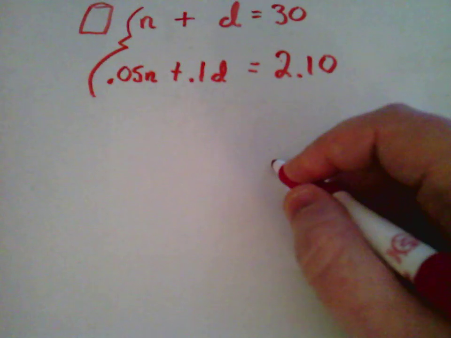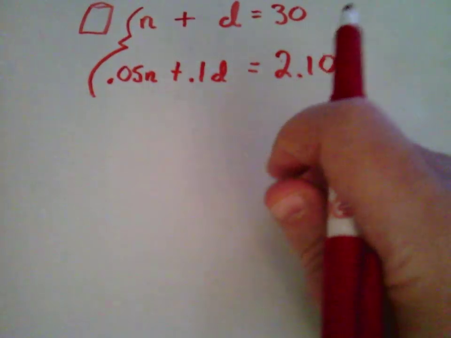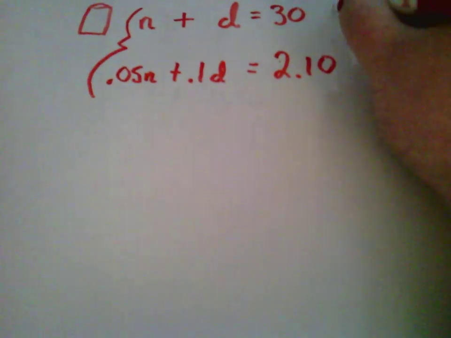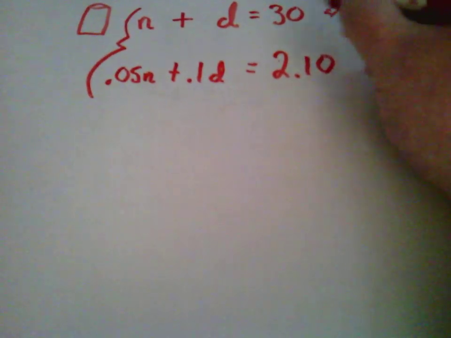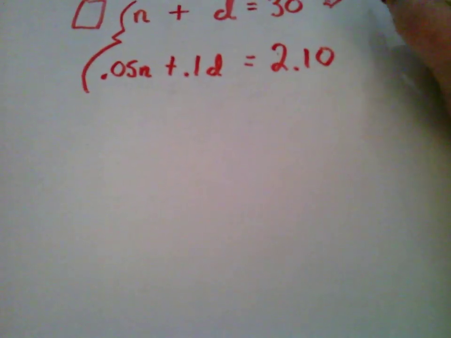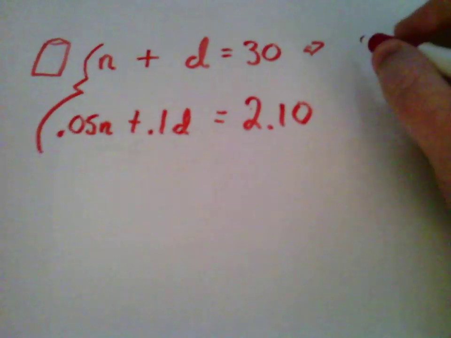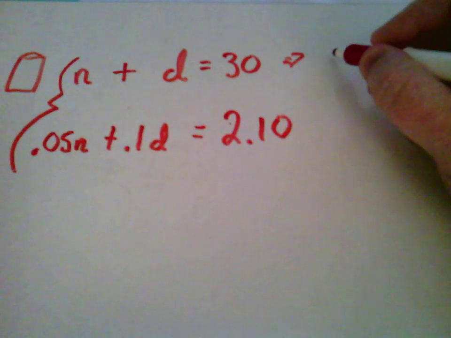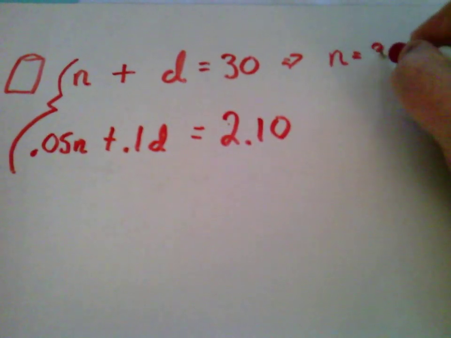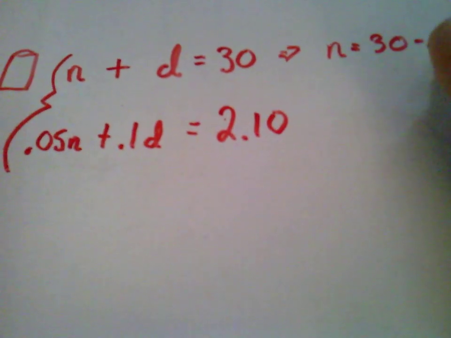The first thing I'd like to do, and my preference for solving these, is to solve by substitution. There are other methods. You could solve this a number of ways. We are going to use substitution. I'm going to take this top problem here, and I'm going to subtract D from both sides of this equation. That will give me N is equal to 30 minus D.